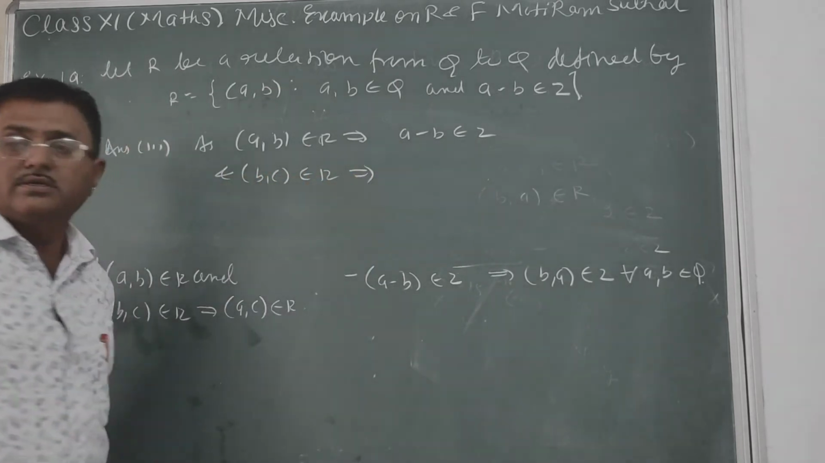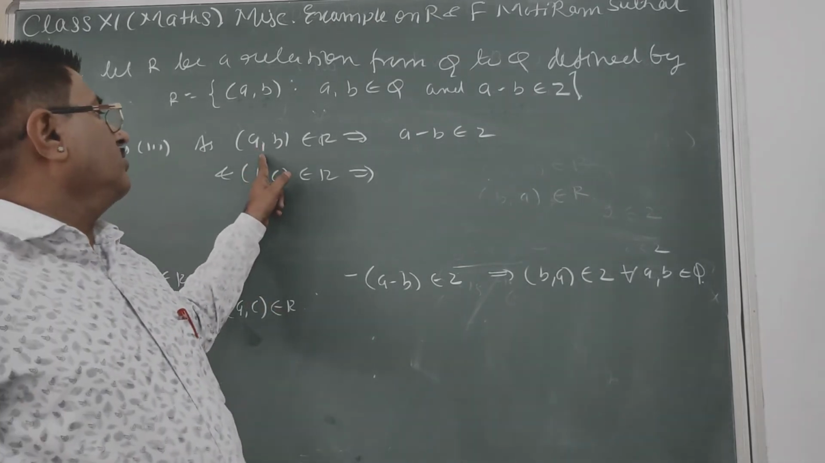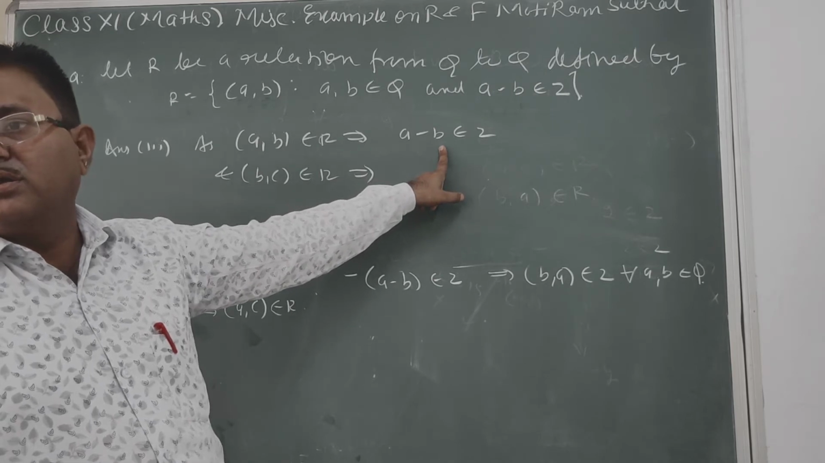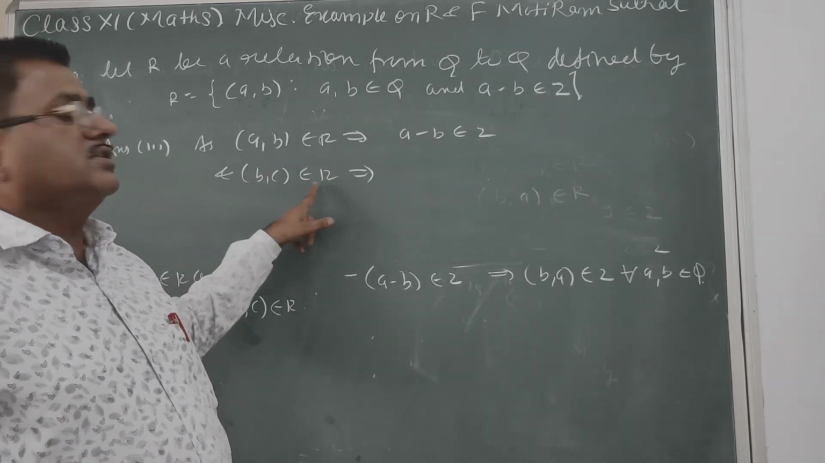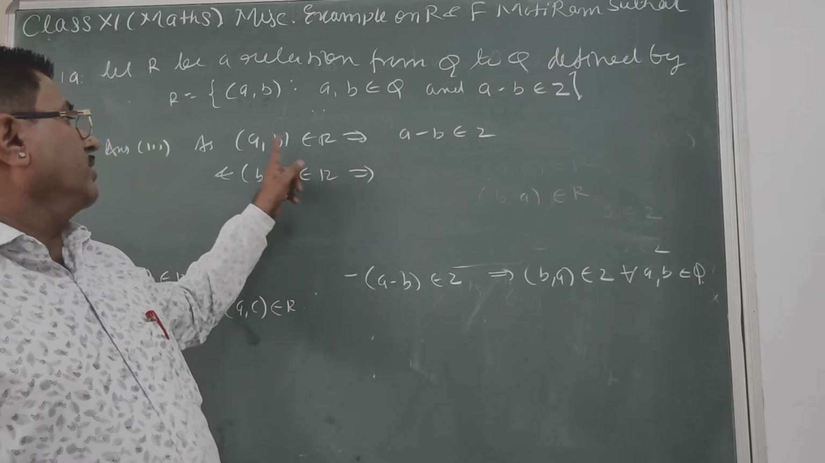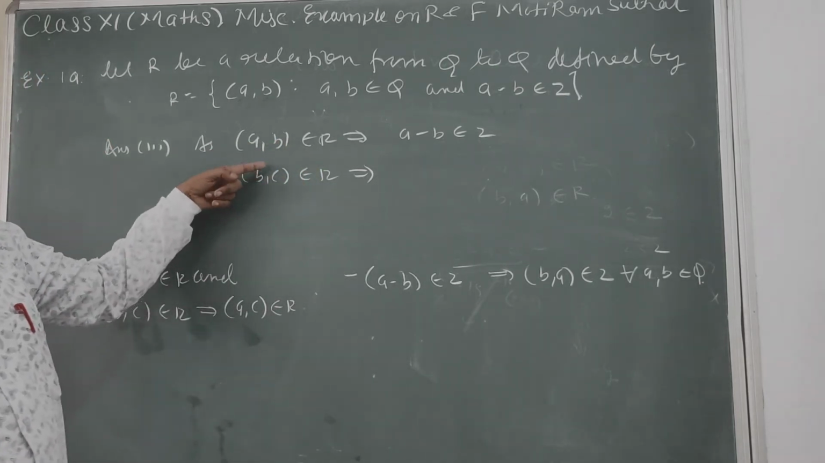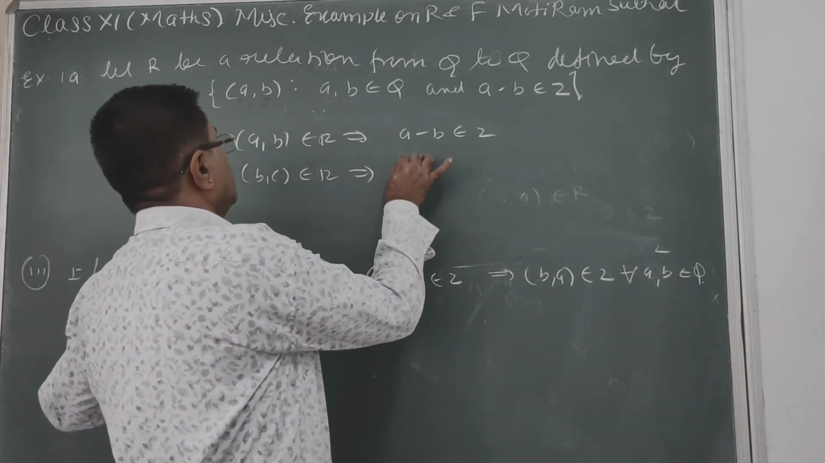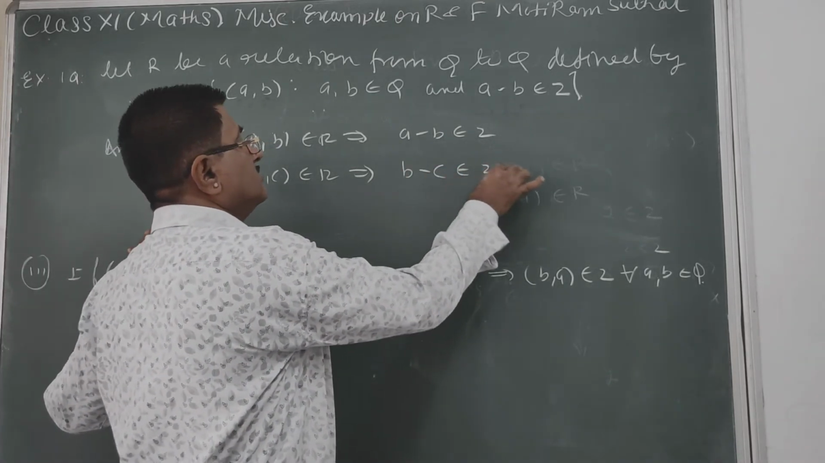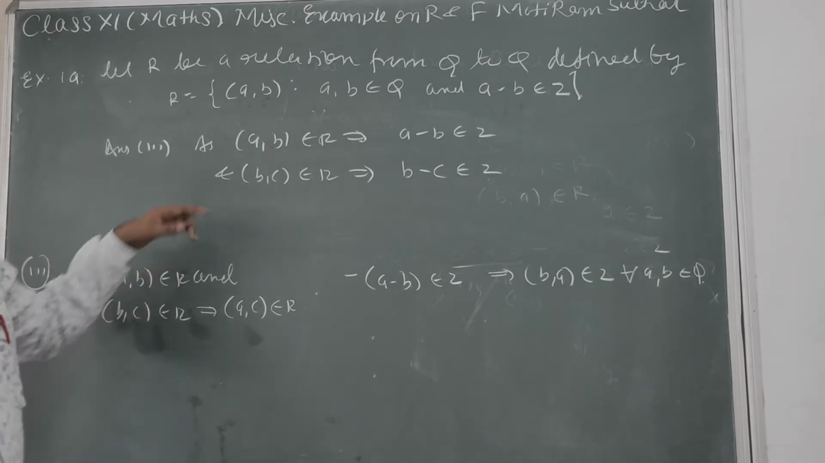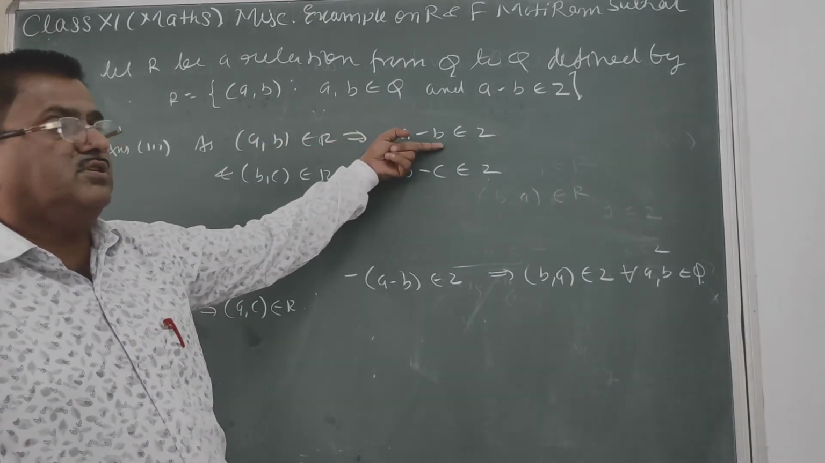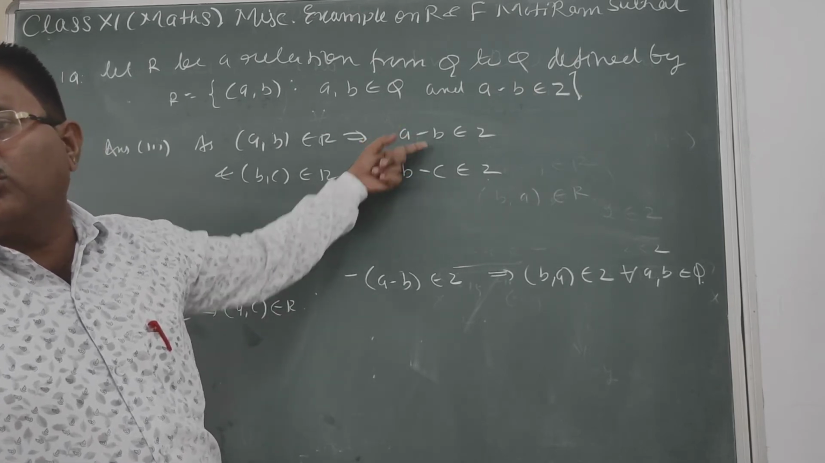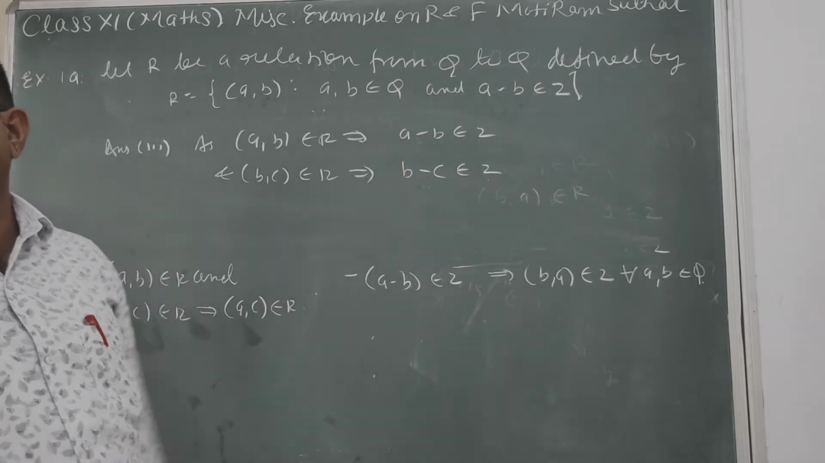अब ये रूल हमारा कह रहा है कि A comma B belongs to R है, इसका मतलब A minus B is Z, यानी इंटीजर. Similarly, B comma C belongs to R, then according to this rule, A is replaced by B and B by C. So what we get? B minus C also belongs there. So both are integers. A minus B is an integer and B minus C is an integer. Now if you add both these, अब इन दोनों को आप ऐड कर लीजिए, then see.